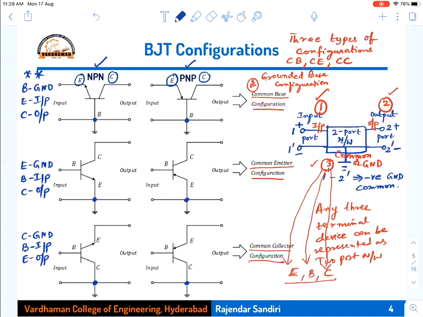Generally, how we choose inputs and outputs: most preferably the collector should be the output, because it is collecting the majority charge carriers and it is the output terminal. So collector is the output. When the base is grounded or the emitter is grounded, definitely the collector will be the output, and the remaining terminal will be the input. Now when the collector itself is grounded, common, then the remaining two are base and emitter. Of base and emitter, one is chosen as output.